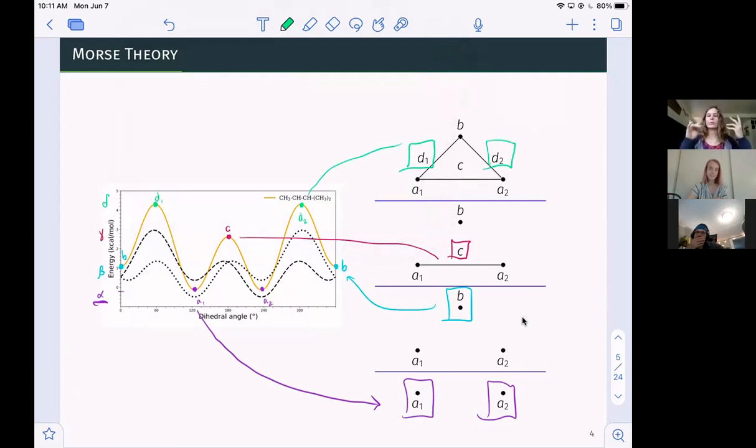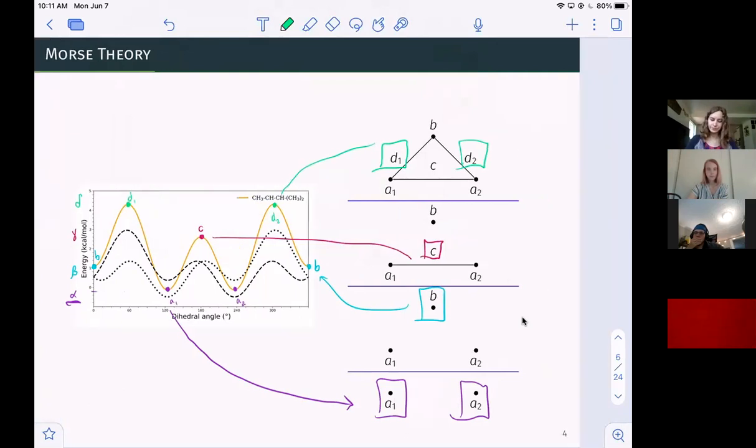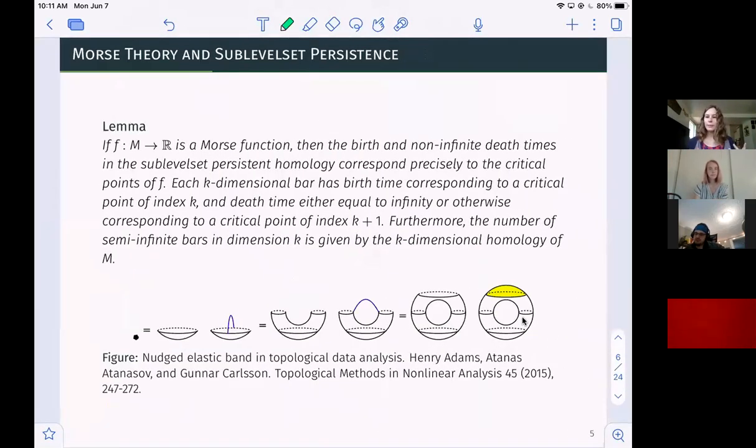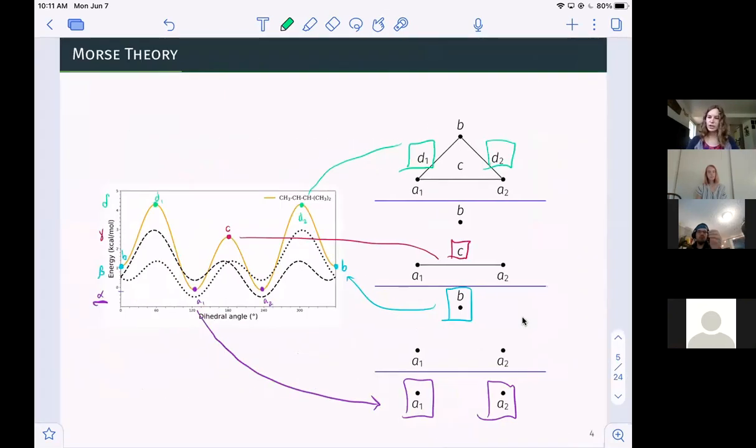Okay, so the reason we have to have this Morse theory is it's going to play in nicely with what we actually want to conclude about these energy landscapes. So there's a well-known lemma in Morse theory, I definitely did not come up with it, that connects Morse theory to sublevel set persistence. So if we have a Morse function, which is just a nice function that's going to play super well with everything that we have, then the birth and non-infinite death times in the sublevel set persistent homology correspond precisely to the critical points of F, which is kind of what we saw in the last slide, right? We had all of these things change as soon as we hit these minimums or these maximums of our energy function.